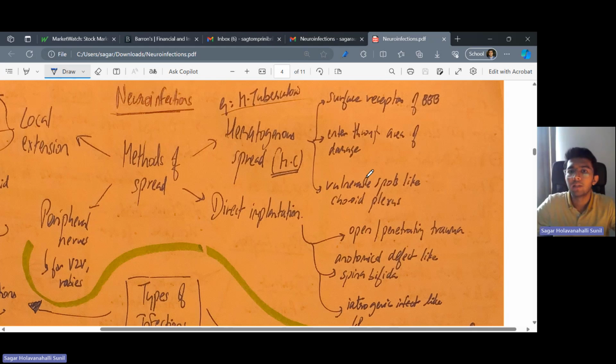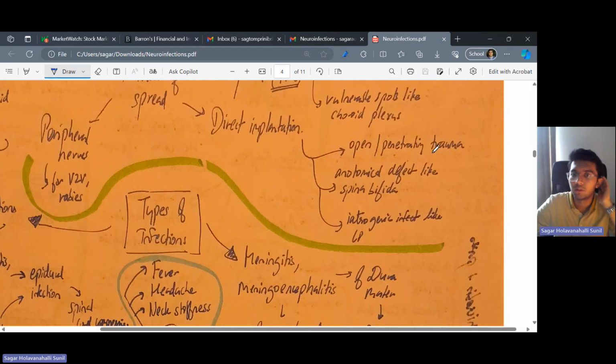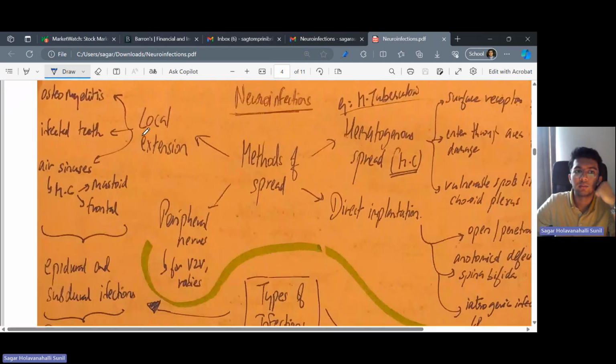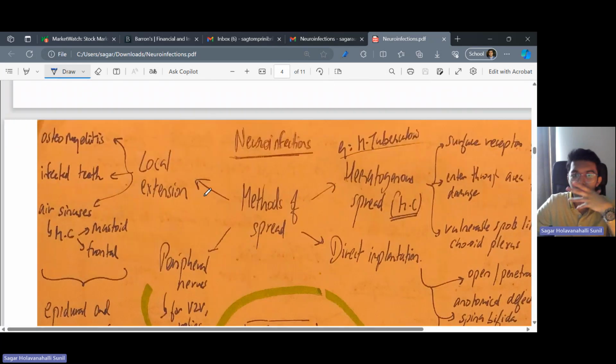When it comes to direct implantation, maybe there's some sort of trauma after an accident. There could be some anatomical defect like spina bifida, or maybe when they're performing a lumbar puncture, the needle may not be sterile or the area around the puncture may not be sterile, and microorganisms can get through it.